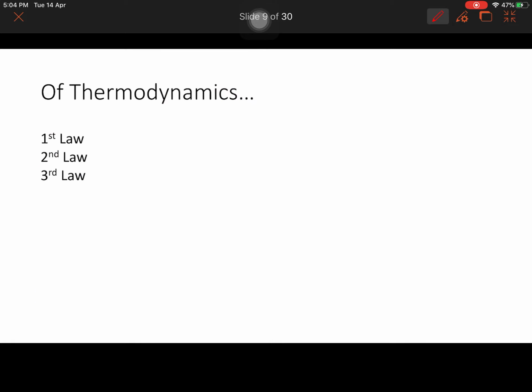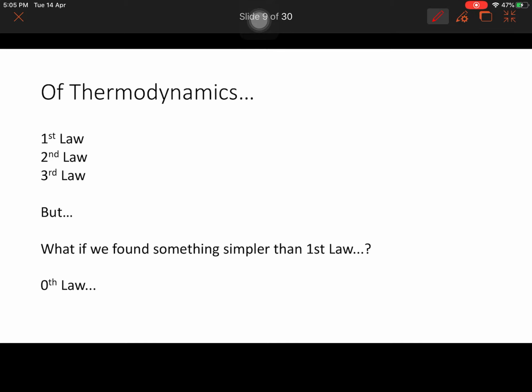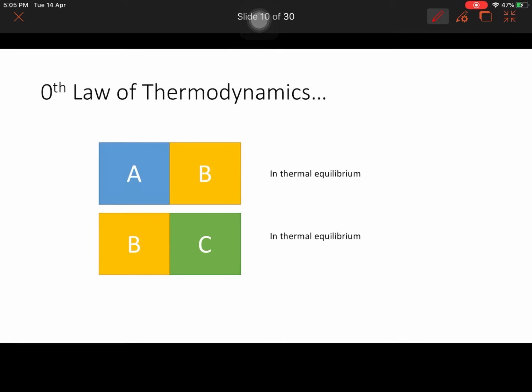Now in thermodynamics, there are 3 laws that if you go online and Google, most commonly the first 3 laws of thermodynamics will appear. We will not be touching on these 3 laws. The question is, what if we discover something that's even simpler than the first 3 laws? So we name it the 0 law. Now we will be learning about the 0 law of thermodynamics.